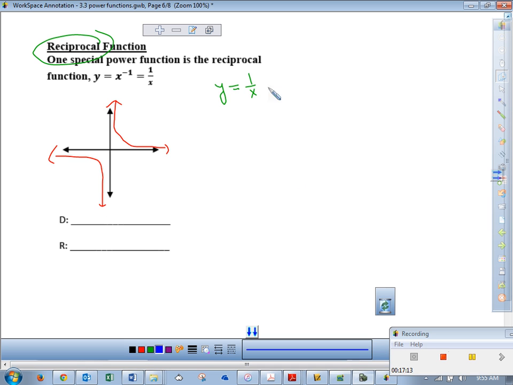Y'all should know thou shalt not divide by 0. So what number can't x equal in this situation since he's in the denominator of the fraction? That means you've got a vertical asymptote. I want you to sketch him in also. A vertical asymptote at x equals 0. Write it off to the side. Vertical asymptote, x equals 0. There is also a horizontal asymptote at y equals 0.